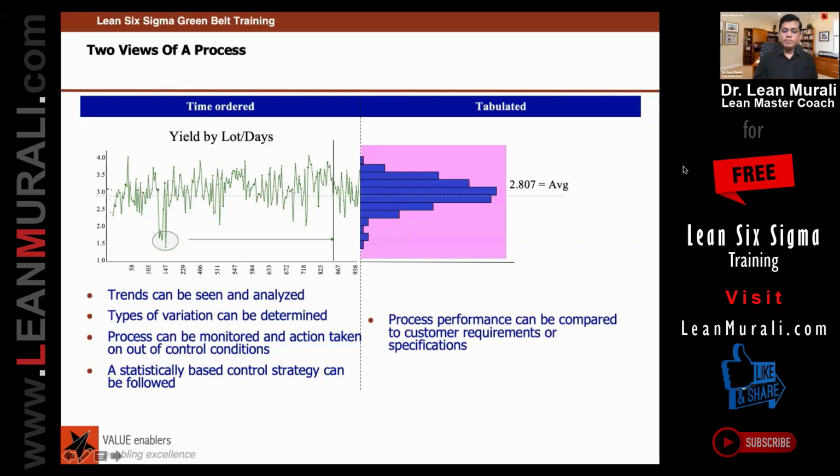Here, if you see this plot, process performance can be compared to customer requirements or specifications. First, we are going to draw the specification limits as decided by the customer, which are the upper specification limit and lower specification limit, and process capability can be assessed.